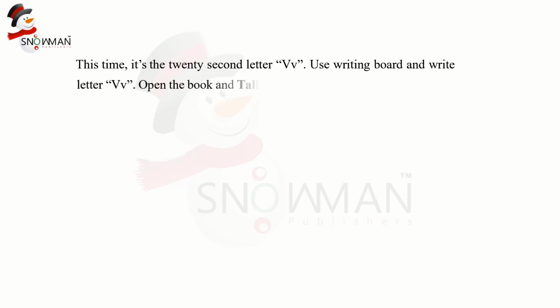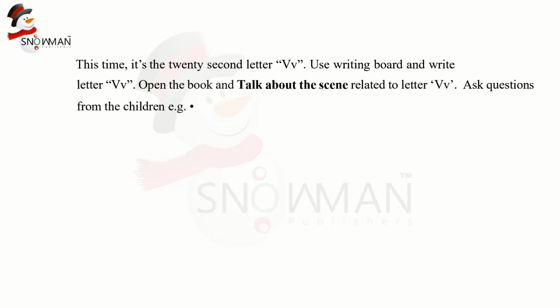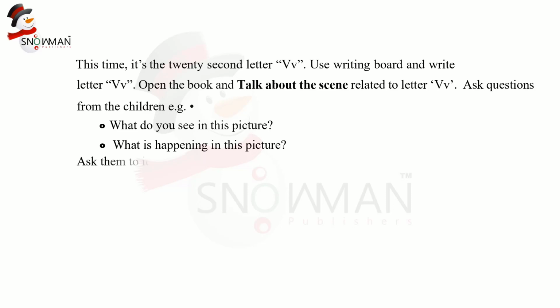Open the book and talk about the scene related to letter V. Ask questions from the children. For example, what do you see in this picture? What is happening in this picture? Ask them to identify the objects that start with the sound V.